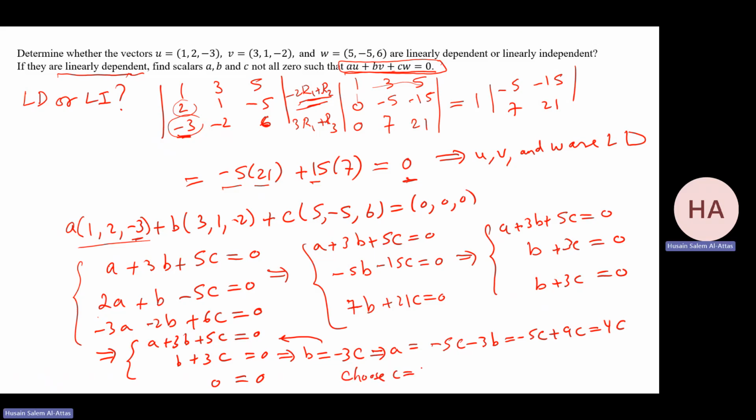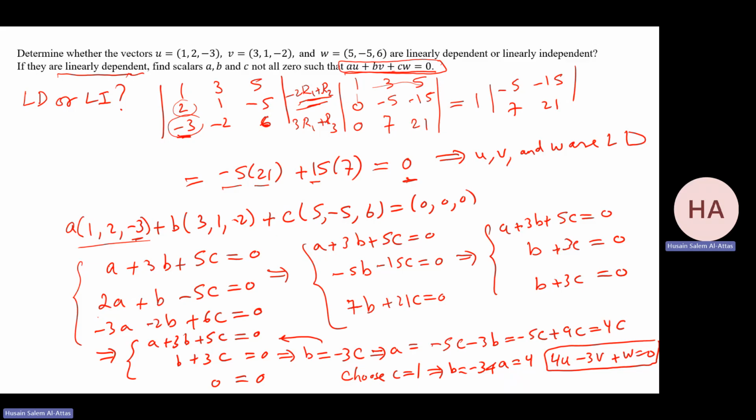Choose c other than 0. C equals 1. B would be what? Minus 3. And a will be equal to 4. So these are the three values, A, B, C, where I have 4u minus 3v plus w is equal to 0. So I have this relation, and which is easy to check.